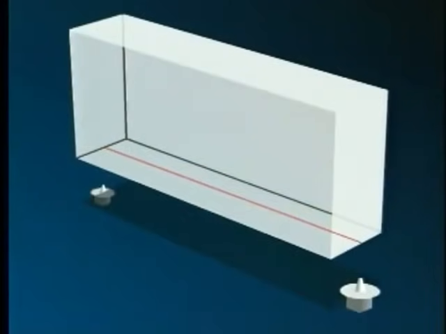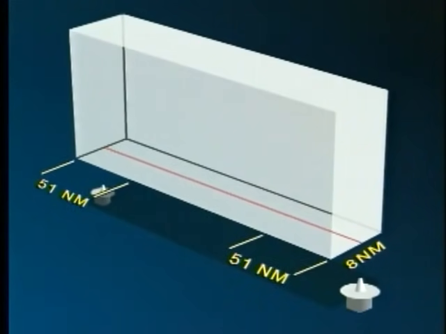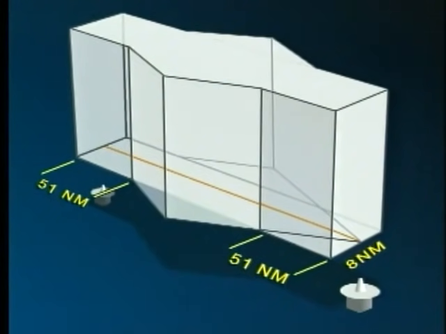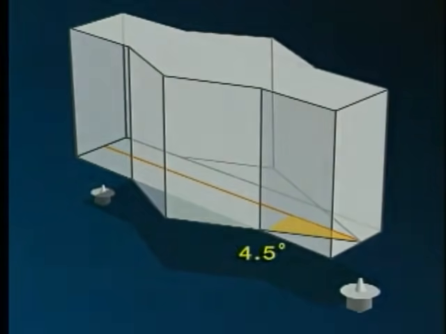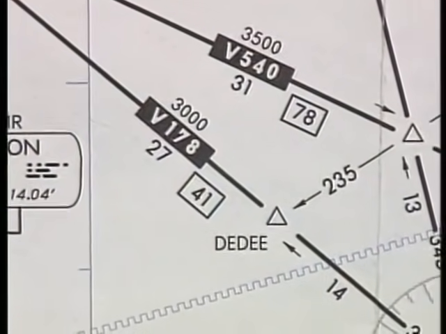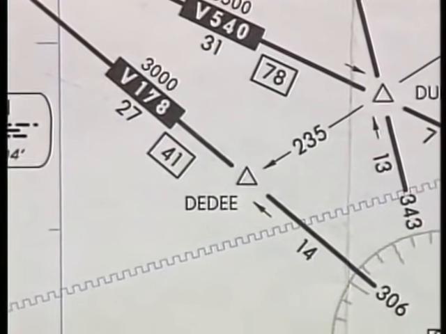Victor airways are normally 8 nautical miles wide. This width is maintained to a point 51 nautical miles from the nav aid. If the airway extends beyond this point, the controlled airspace includes the areas on either side of the center line, which diverge from the nav aid at angles of 4.5 degrees. All mileage listed on en route charts is in nautical miles, unless otherwise noted.